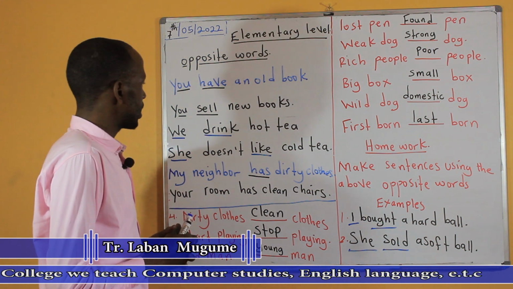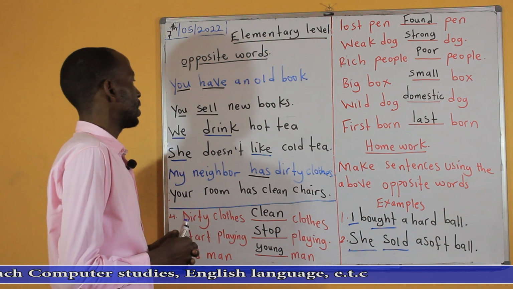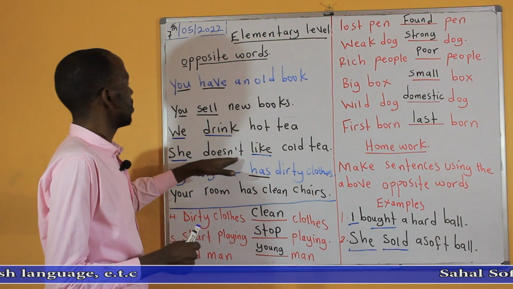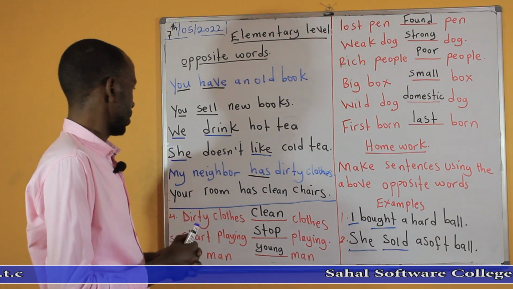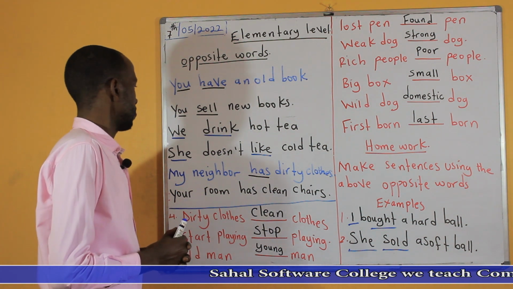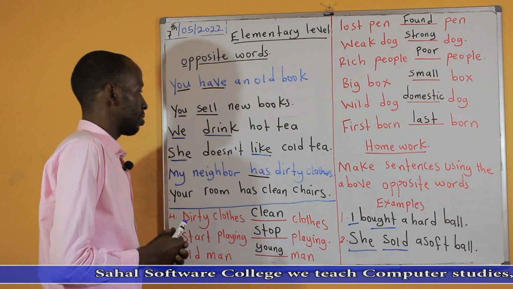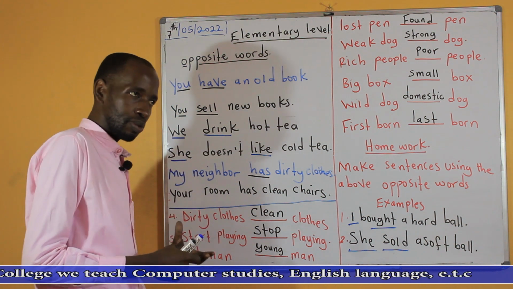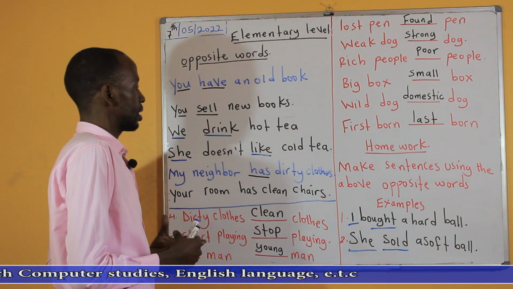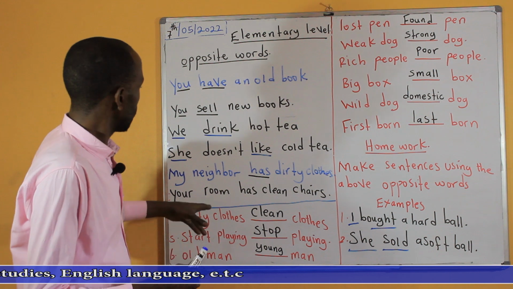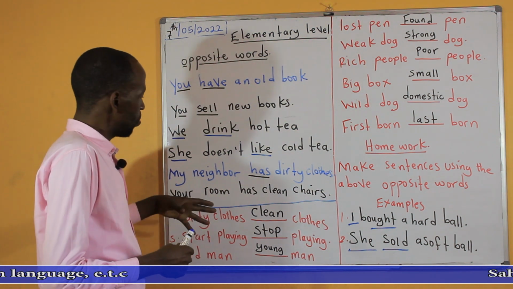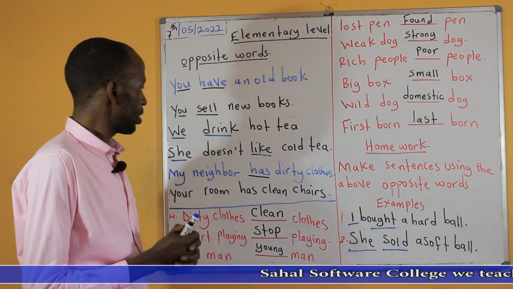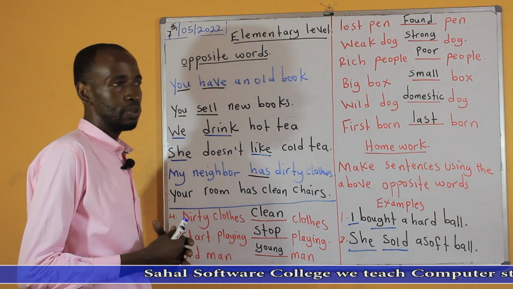Next one is, she doesn't like cold tea. Then you can change this one to positive. She likes cold tea. My neighbor has dirty clothes. My neighbor doesn't have dirty clothes. Your room has clean chairs. Your room doesn't have clean chairs. So that's how you can change them to negative.